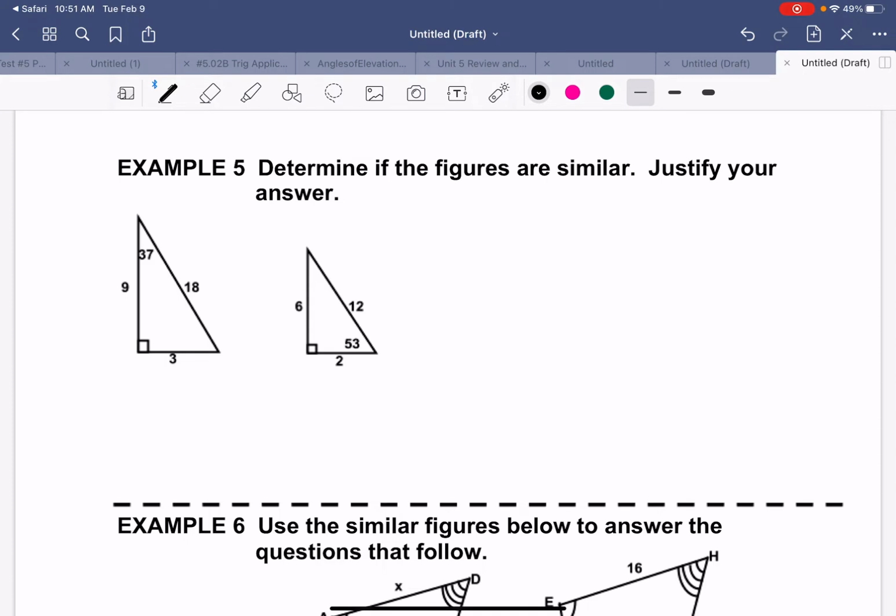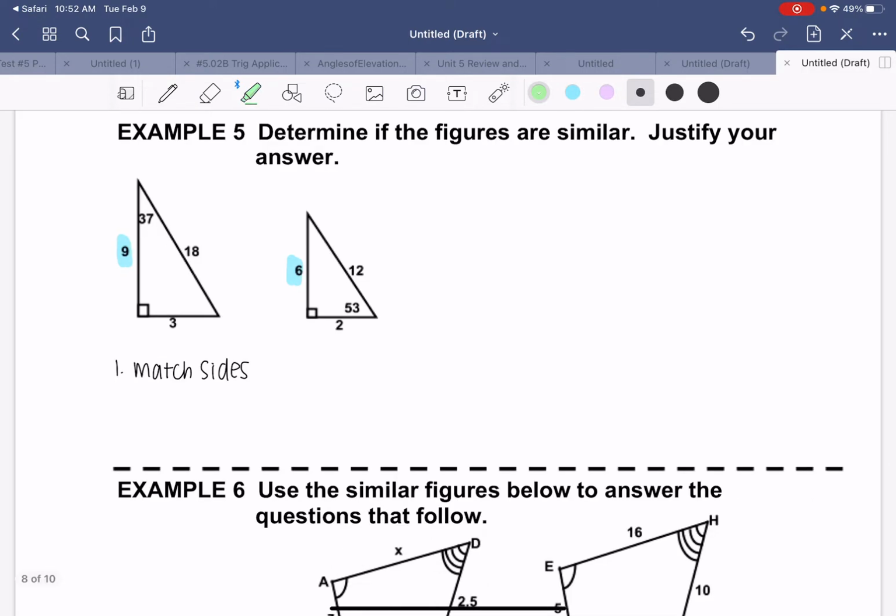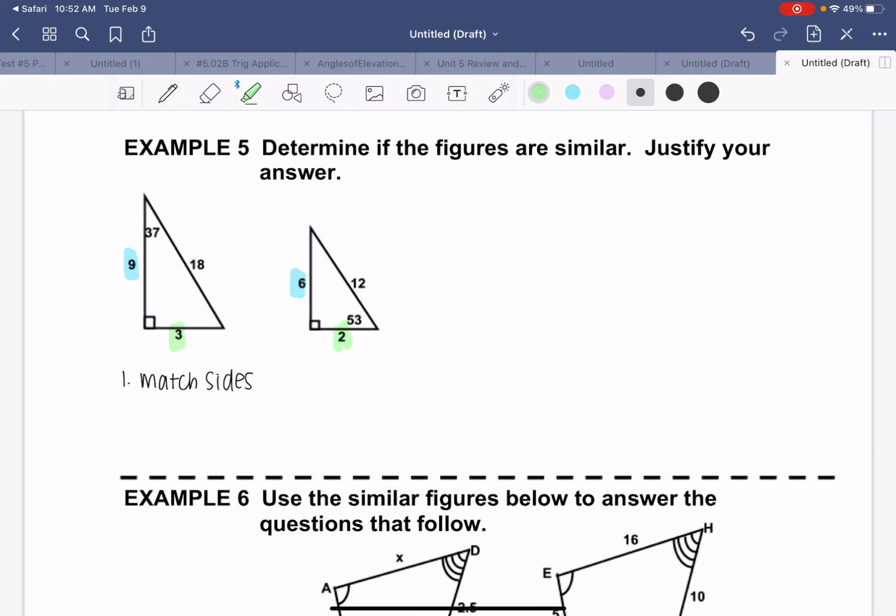All right, so let's do this example right here. It says determine if the figures are similar. In order to determine if figures are similar, what you have to do is figure out if their scale factors are the same. So how we do that is we're going to match the sides. 9 and 6 go together. 3 and 2 go together. And 18 and 12 go together.